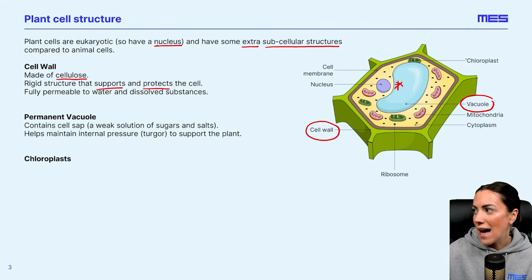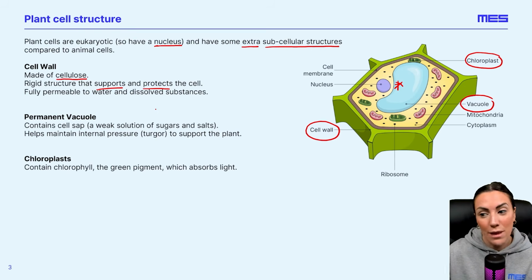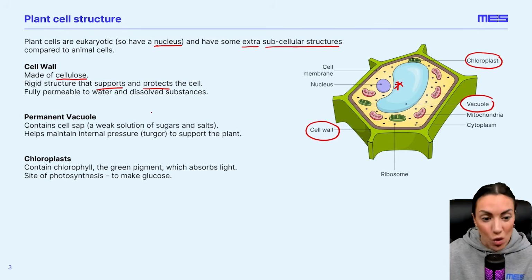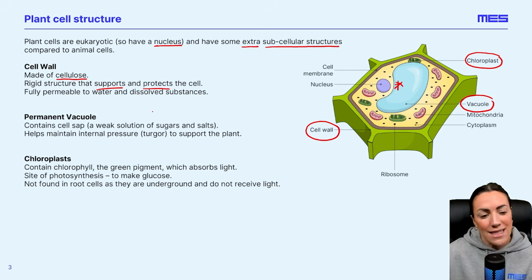Plant cells can also have chloroplasts, unless we're talking about a root cell, which is underground, so it does not. But plant cells above the ground will have chloroplasts. Now, these chloroplasts contain the green pigment chlorophyll, and chlorophyll's job is to absorb light energy for photosynthesis. So we say the job of the chloroplasts is photosynthesis, where plant cells make their own food, which is obviously glucose or sugar. Remember, chloroplasts are not found in root cells. They are underground. They do not receive light energy from the sun.